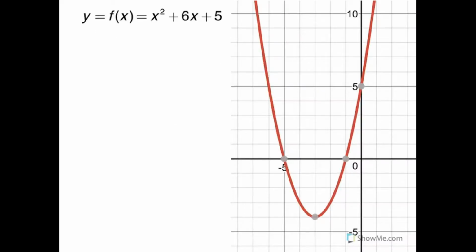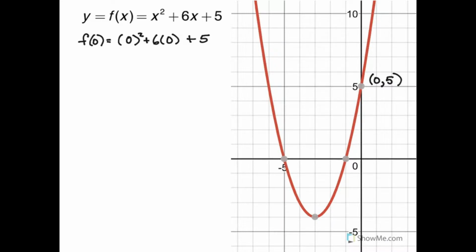I have the graph of f of x equals x squared plus 6x plus 5. There's 4 points marked in gray on this graph. One is the y-intercept, which goes through 0, 5. That point can be found by evaluating the function at x equals 0. And you can see that 0 makes all the x terms disappear and only leaves the constant term 5.